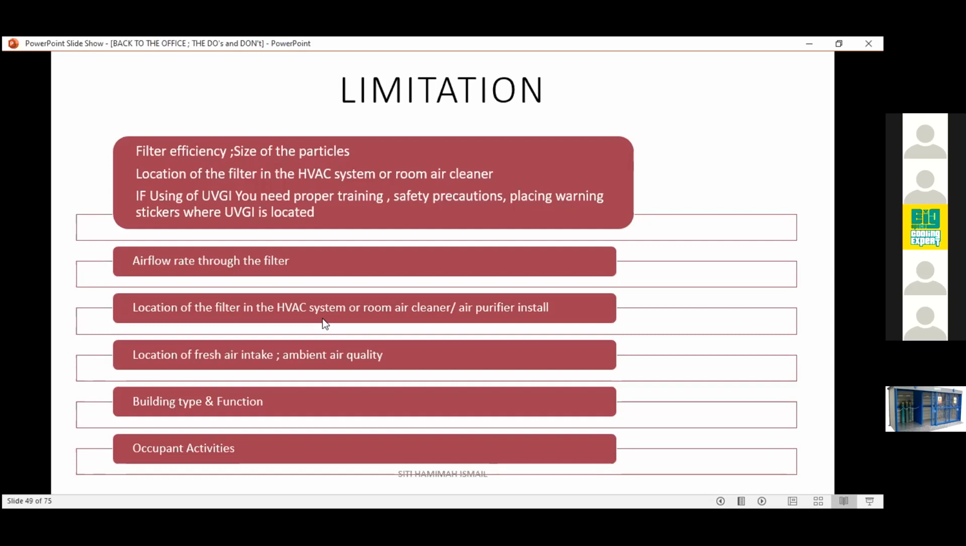And then the airflow rate through the filter, why? Sometimes we don't want it to backflow, because MERV 14 is so fine that it can filter the air particles. When it is so fine, you have to look at the capacity of your fan. Location in the HVAC room or of the air purifier. One more issue, if you use a portable air purifier, please make sure it sits at least at waist level, not at knee level. Because if you put your air purifier at knee level, it doesn't help decontaminate your air.